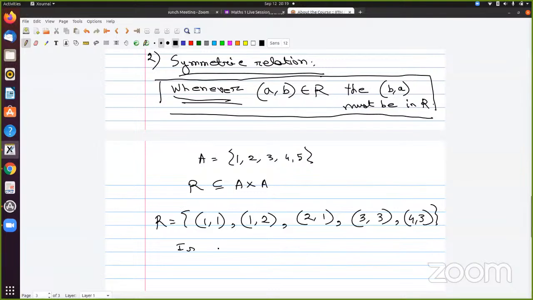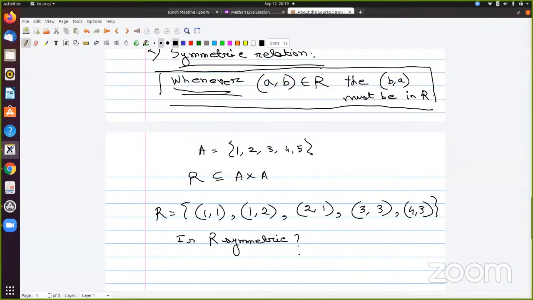Is it reflexive? Is it symmetric? No, it is not reflexive. For symmetric, there are two types of answer I am getting. One group is saying it is symmetric, one group is saying it is not symmetric, right?